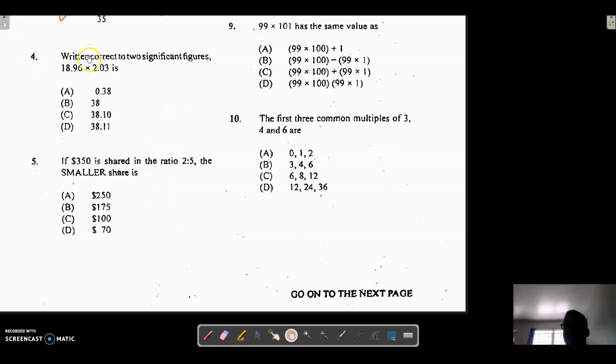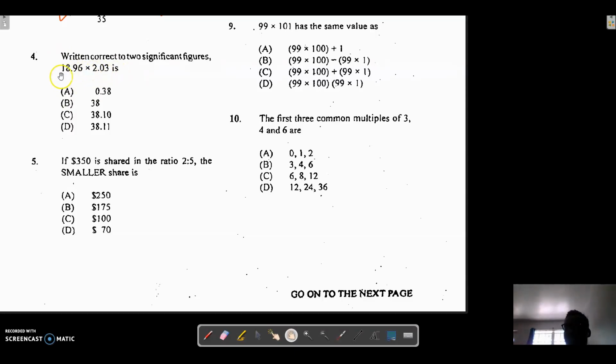Looking at question 4. Written correct to two significant figures, 18.96 times 2.03 is. Now, what we need to pay keen attention to here is particularly the size of the numbers. This is really 18. If you were to ignore the 0.96, which is almost 1, so it's almost as if you're multiplying, because you have 2.03. So it's almost as if you're multiplying 19, because this is not far from 19. So let us approximate it at 19 and ignore the 0.03 on the 2.